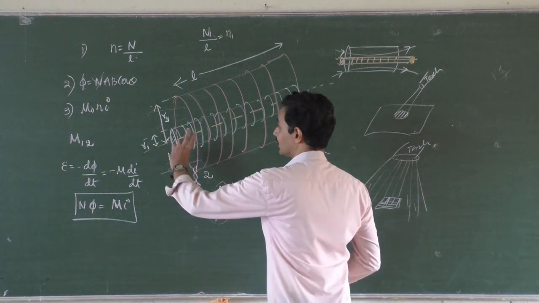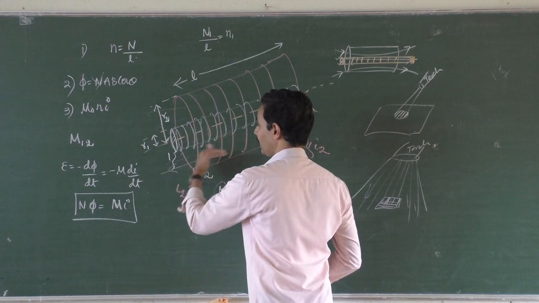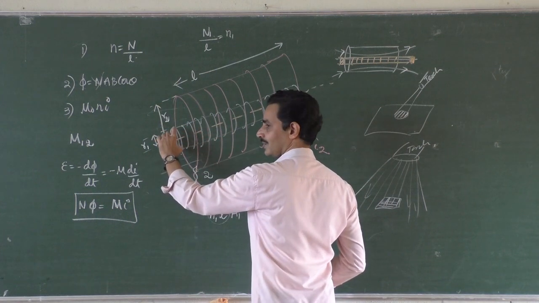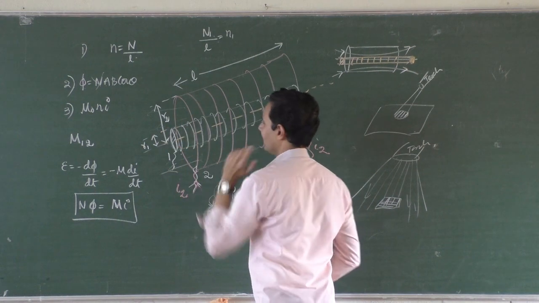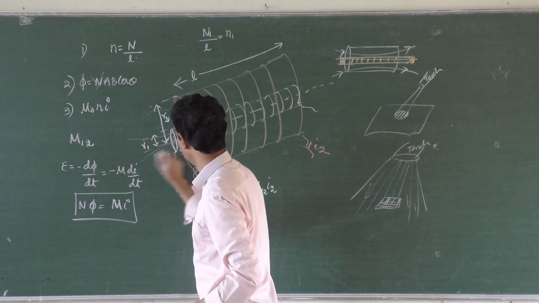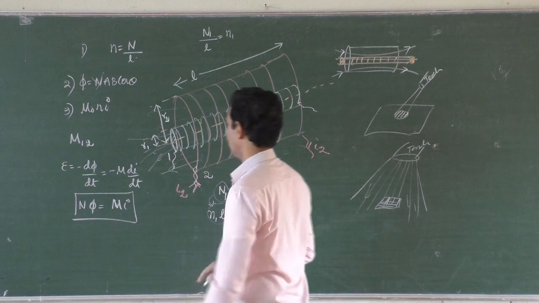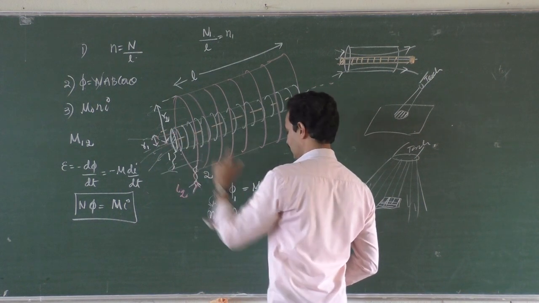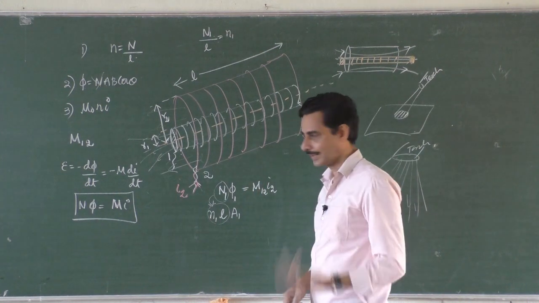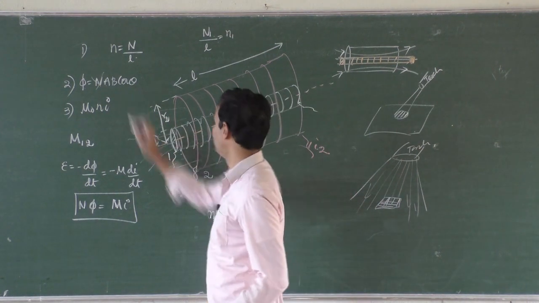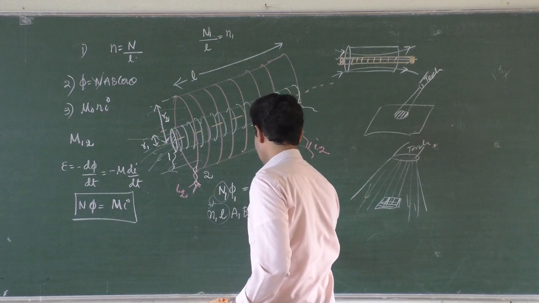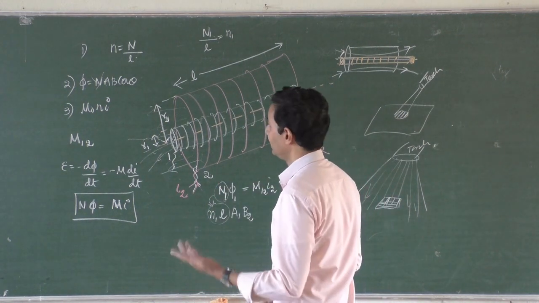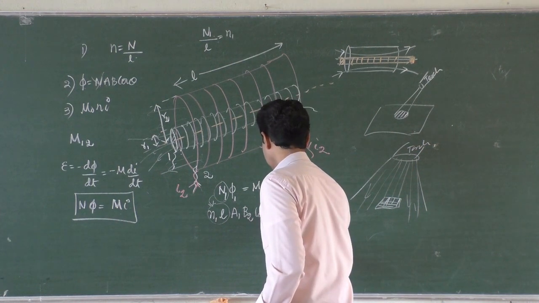Why? Because that is enjoying the flux. There may be magnetic field lines here everywhere, but they are not linked to this inside coil. For the inside coil, the magnetic lines of force which are linked lie only within this area. So you have to write the area of the inside coil, A1. B is the magnetic field produced by the second coil. AB cos theta, cos 0.